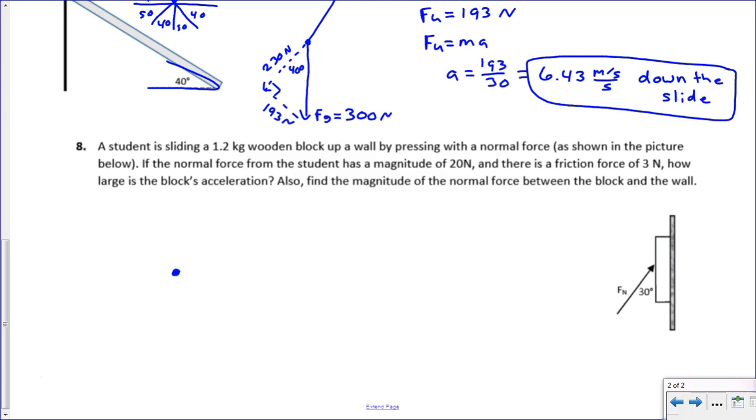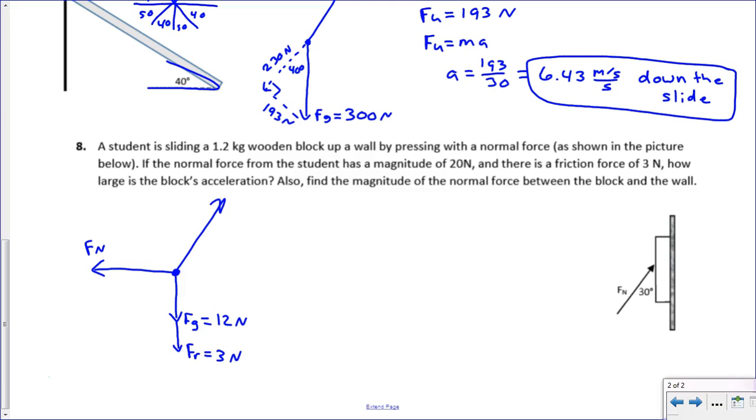We know that the block has a mass of 1.2 kilograms, and so there's going to be a gravitational force on it, Fg, equal to 12 newtons. Additionally, in the downward direction, because it's sliding up the wall, the friction force is going to be pointing downward, resisting the motion. So we're going to have a friction force, which equals 3 newtons. Also pointing off to the left, we're going to have a normal force. And then pointing to the right and up, we have this force coming in from the person who's pushing it up the wall.